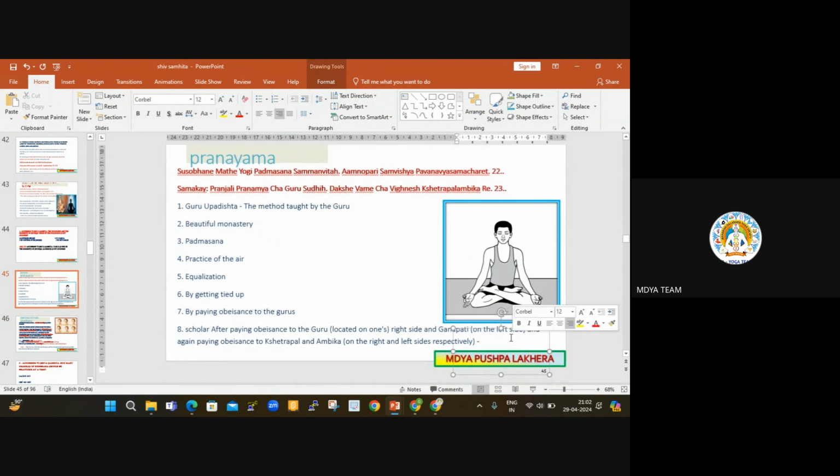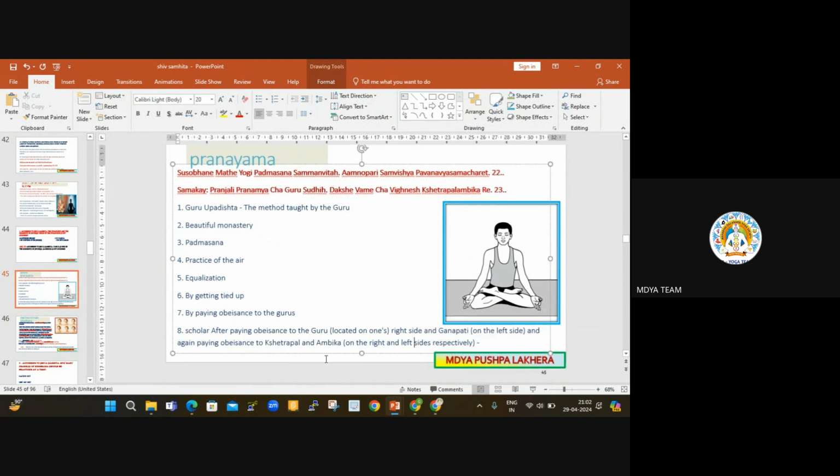And whenever you are paying your salutation to the Kshetrapala and Ambika, that should be in the left and right respectively. First, right is the Guru, left is Lord Ganesha. Again, talking about the Vignesha and Kshetrapala: Kshetrapala is on the right side and Ambika on the left side.